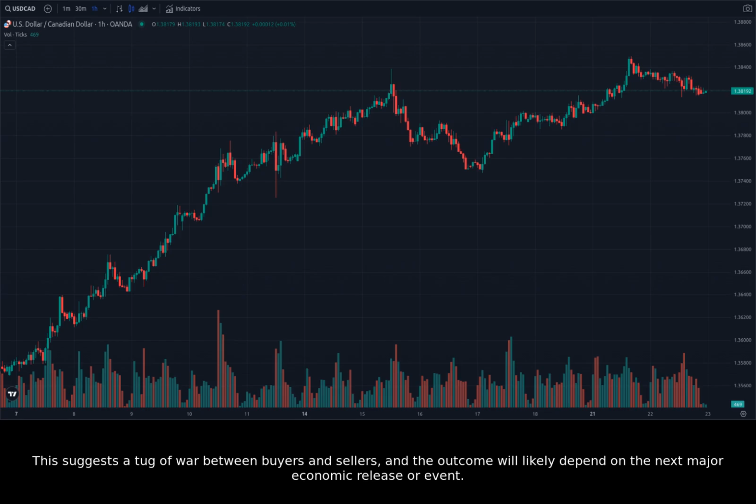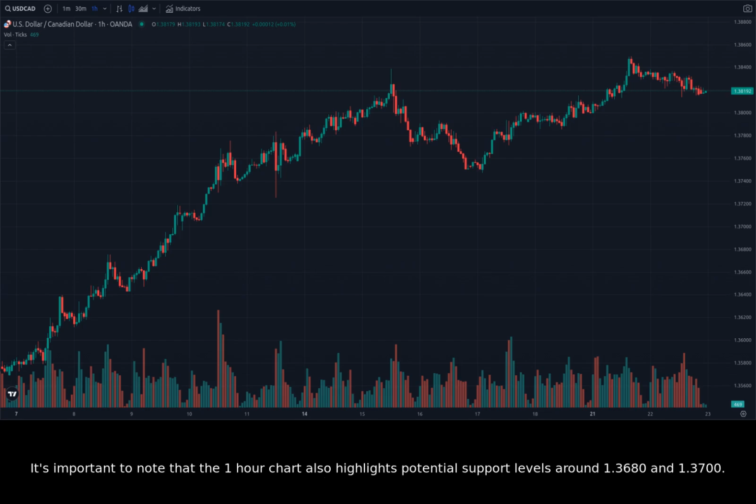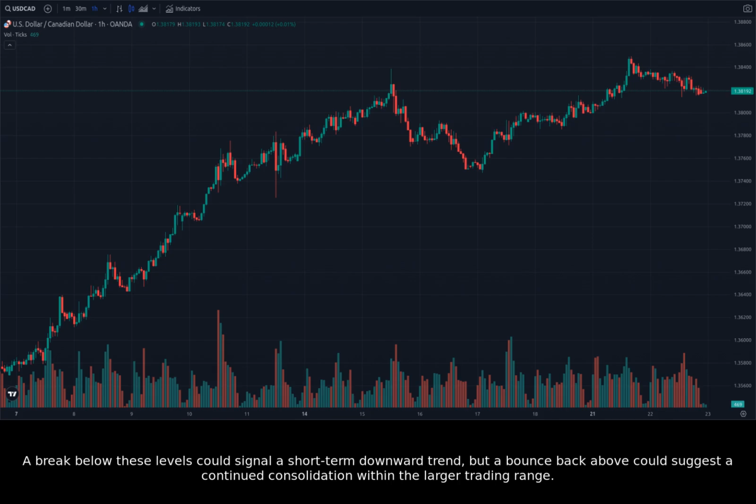This suggests a tug-of-war between buyers and sellers, and the outcome will likely depend on the next major economic release or event. It's important to note that the 1-hour chart also highlights potential support levels around 1.3680 and 1.3700. A break below these levels could signal a short-term downward trend, but a bounce back above could suggest a continued consolidation within the larger trading range.